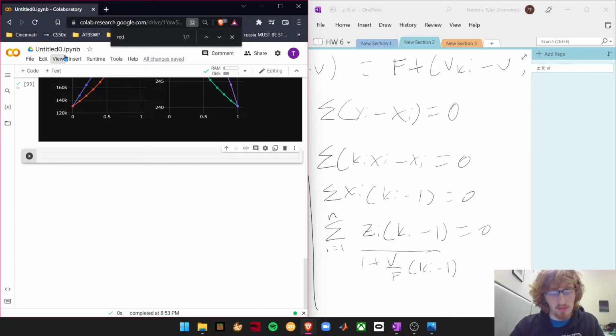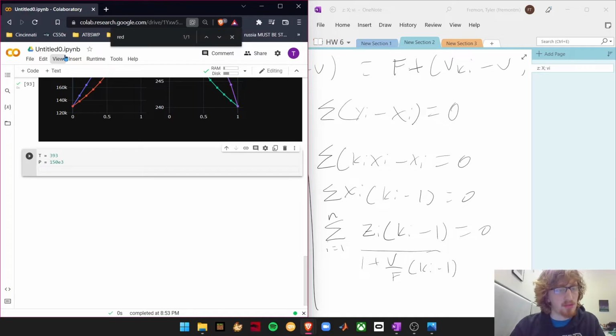So the very first thing that we'll define are our temperature and our pressure that we're going to be performing this flash calculation at. We'll do it at 393 Kelvin and 150,000 pascals. And we also need to define our K because we use it in our equation. Our K is going to be equal to, there's two ways we can do this. We'll leave it as the PVAP, the saturation vapor pressure, divided by the total pressure.